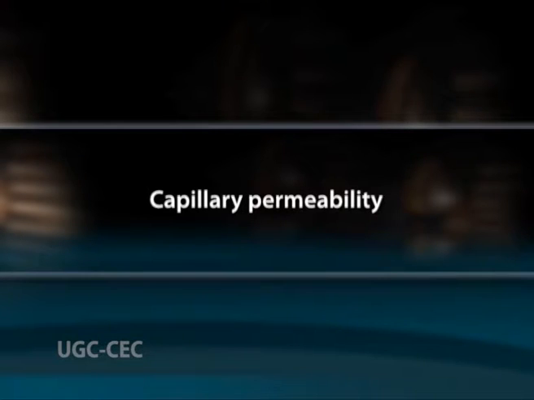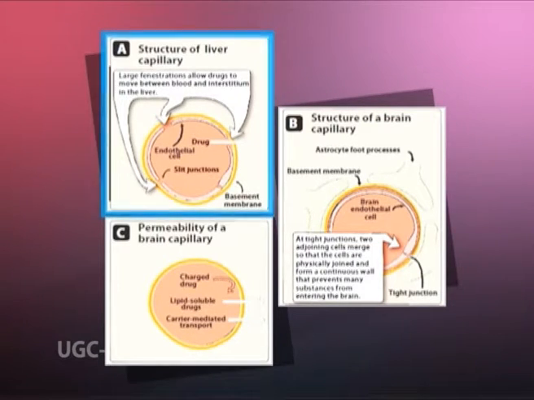Capillary permeability. Capillary permeability is determined by capillary structure and by the chemical nature of the drug. Capillary structure varies in terms of the fraction of the basement membrane exposed by slit junctions between endothelial cells. In the liver and spleen, a significant portion of the basement membrane is exposed due to large discontinuous capillaries through which large plasma proteins can pass.